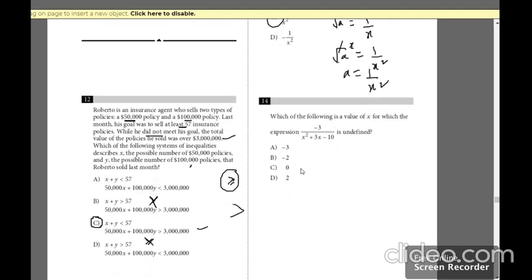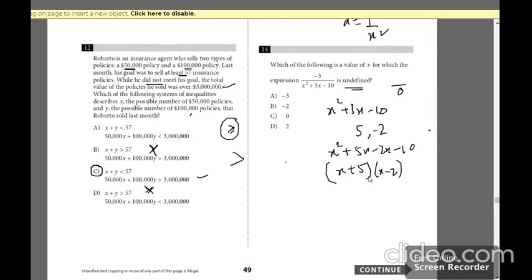Moving on to the 14th question, they've asked which one of these would be undefined. So it has to be 0 in the denominator. You just have to find the factors, and the factors are 5 and -2. So if I write x² + 5x - 2x - 10, I'm going to get x + 5.